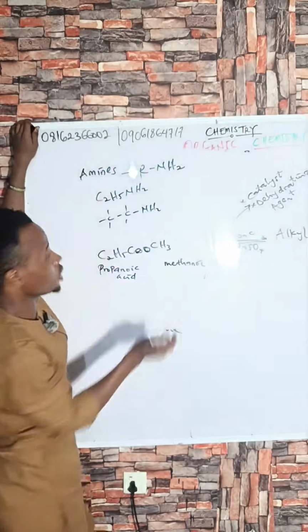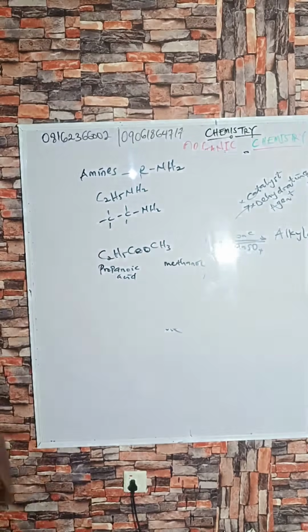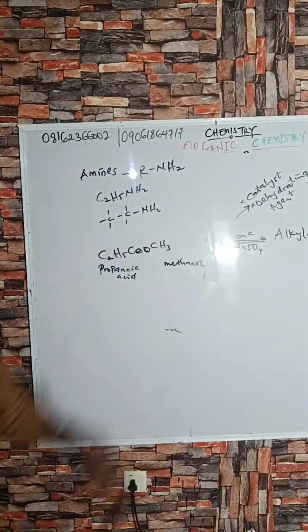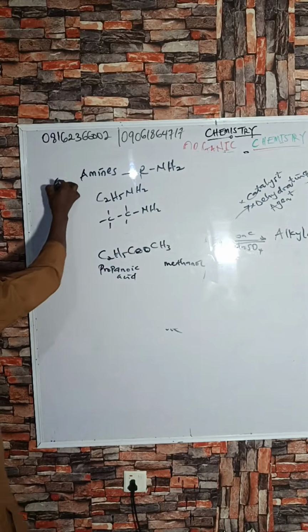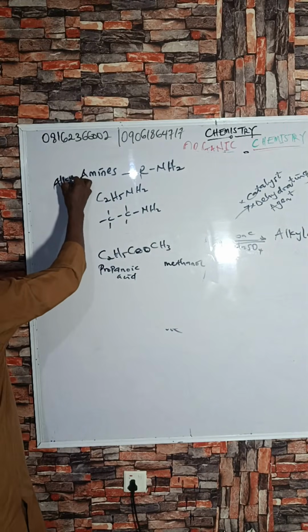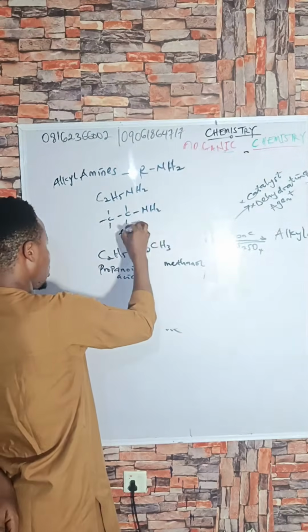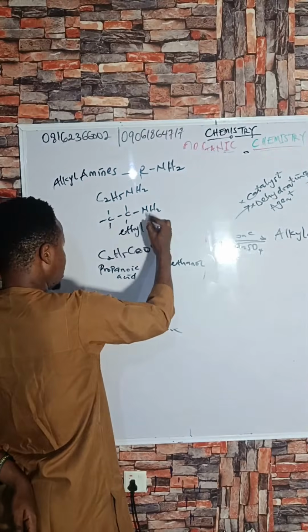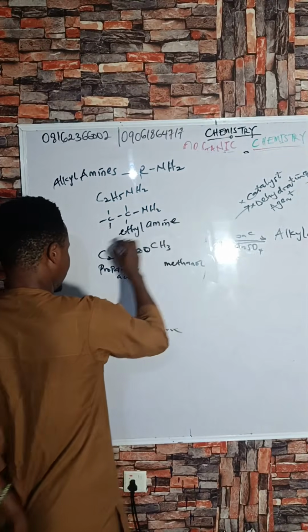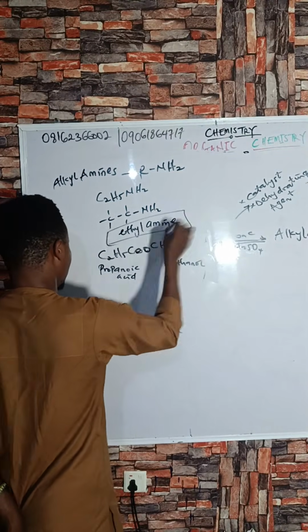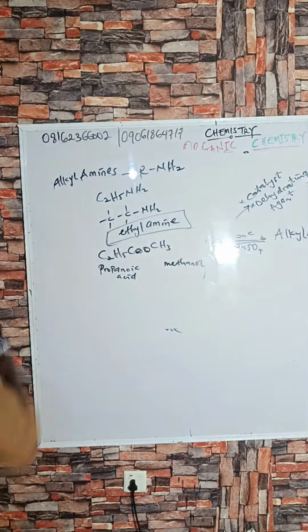So you simply count how many carbon atoms? 2 carbon atoms. So this is ethylamine. So we call them alkyl amines. So this is ethyl now. So we're going to call it ethyl amine. Sorry about the wrong pronunciation earlier.